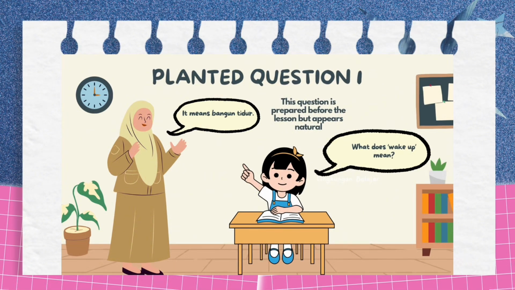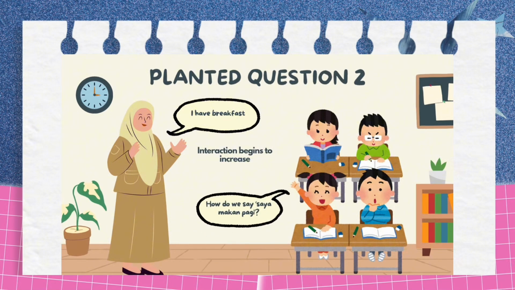Then, a student asks, "Miss, what does wake up mean?" This is actually a planted question that has been prepared before the lesson. However, it appears natural, so the interaction feels real. Another student asks, "How do we say saya makan pagi?" The teacher answers, "I have breakfast." This interaction helped increase student participation.